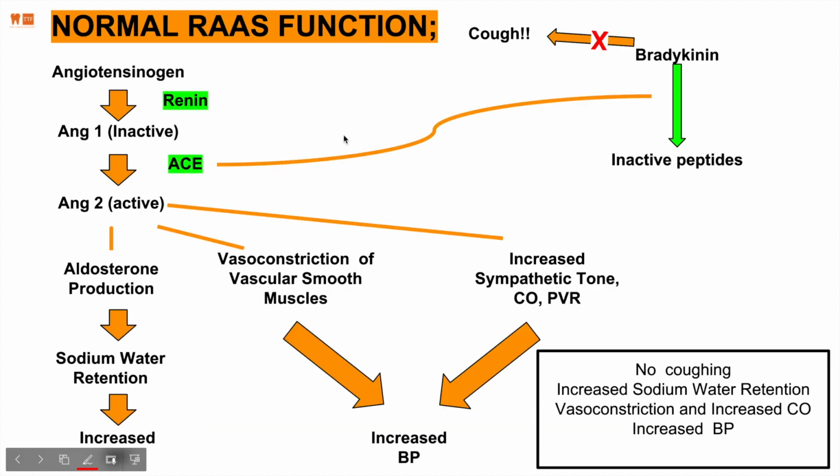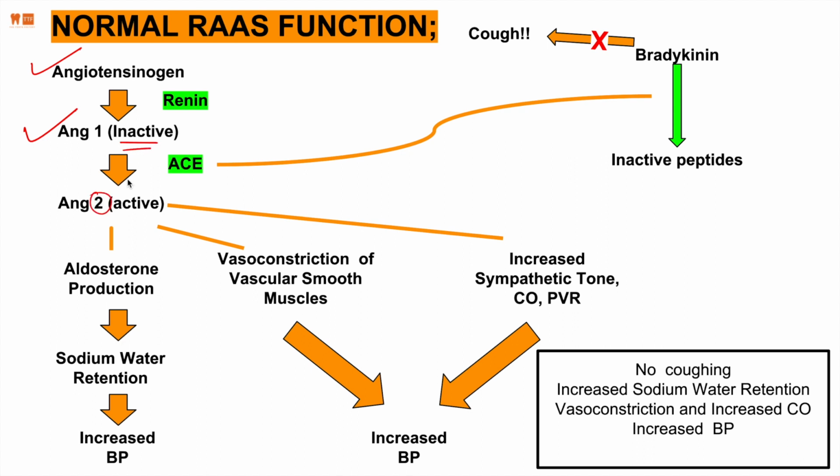So, here is the whole summary. Normal RAS function. Okay, so the next 3 slides, guys, pay very, very close attention. I know this has been a long lecture, but you guys have been doing great. So stay with me here. Normal RAS function. Angiotensinogen, inactive molecule. Through renin, becomes angiotensin 1, still inactive.